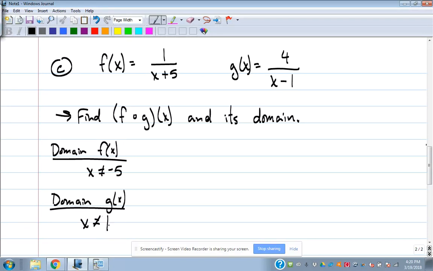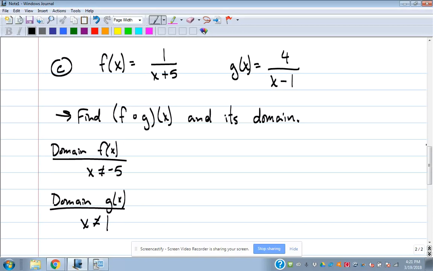X can't be positive 1. Same kind of red flag. Got an x in the denominator. We set the denominator equal to 0 and get x can't be 1. Okay, so now here's where it gets a little bit muddier.